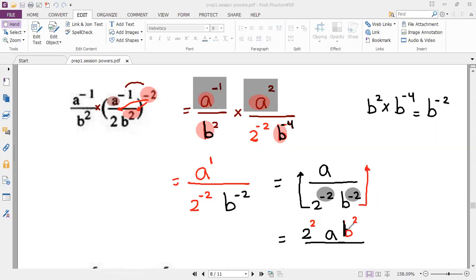What happened again? I changed the place of 2 to the power of negative 2 from the denominator to the numerator and changed the sign of the power. And also b to the power of negative 2, I moved it up and I wrote it as b to the power of 2. So I ended up with what is written at the bottom. At the bottom, you are left with nothing. So it's 1. So that will be equal to 2 to the power of 2, it's 4. And write a as it and b to the power of 2. That's it.